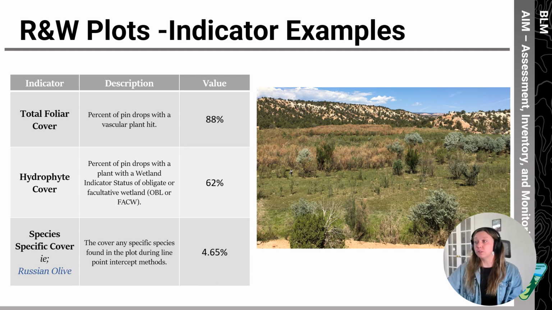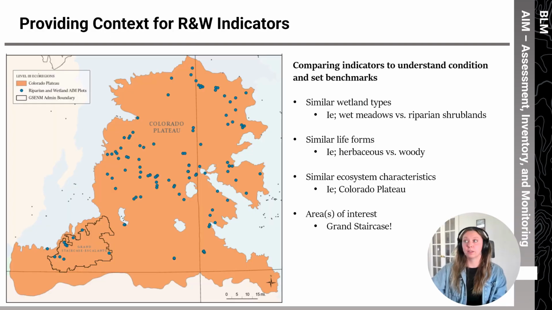Hydrophytic species are those rated as obligate or facultative wet, and they indicate how frequently the site is either flooded or saturated. It's a good indicator for assessing maintenance of soil moisture characteristics and groundwater depth. So from this example plot, we can look at non-native species cover. We can also pull out the cover of specific species of interest or concern, such as something like Russian olive. All these indicators are incredibly valuable for understanding specifics within a given plot.